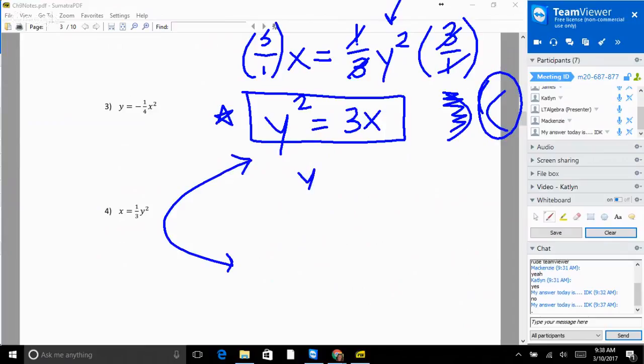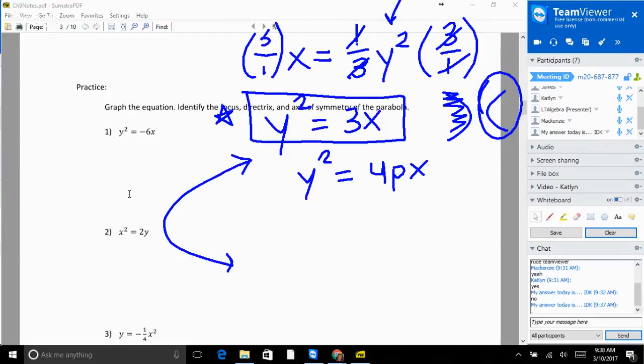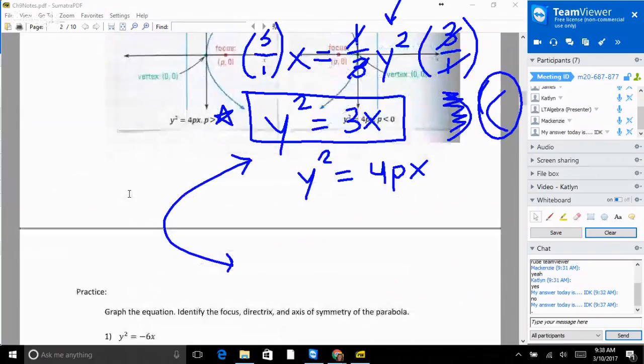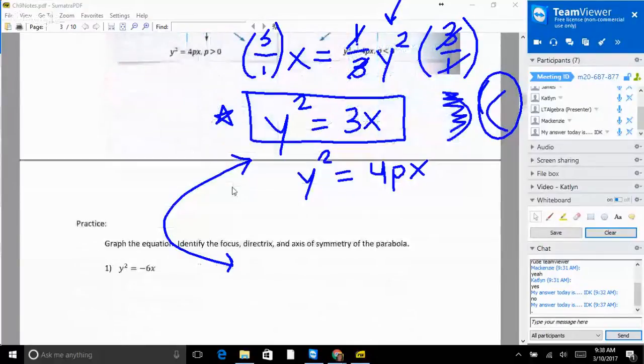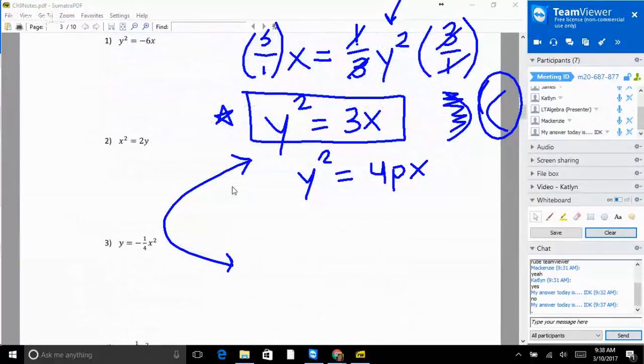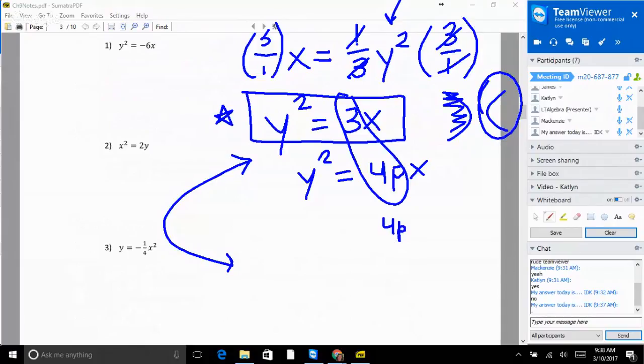Same idea though. We have y squared equals 4 times p times x. If you reference back up to your paper up here, you can see through my writing that when we have y squared, it's y squared equals 4 times p times x, right? That means that 4p equals 3, or p equals 3/4.